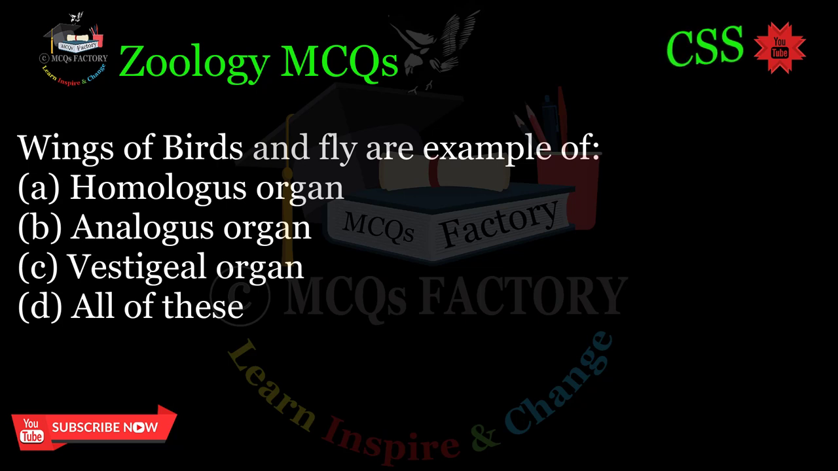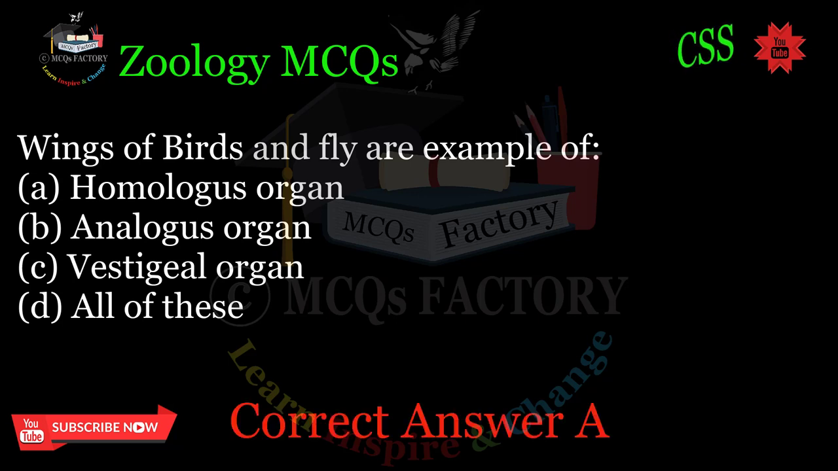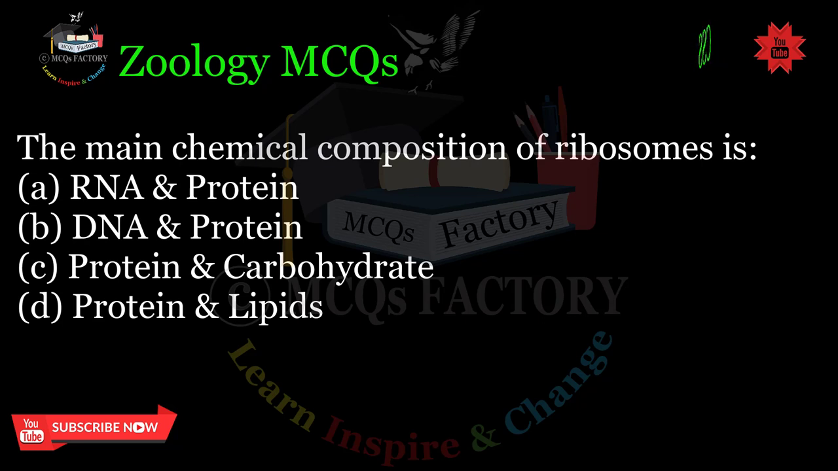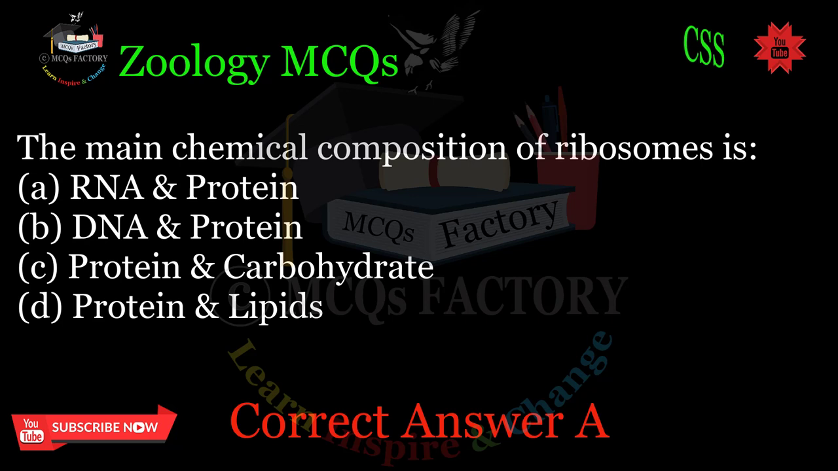Correct answer C. Wings of birds and fly are example of A. Homologous organ, B. Analogous organ, C. Vestigial organ, D. All of these. Correct answer A. The main chemical composition of ribosomes is A. RNA and protein, B. DNA and protein, C. Protein and carbohydrate, D. Protein and lipids. Correct answer A.